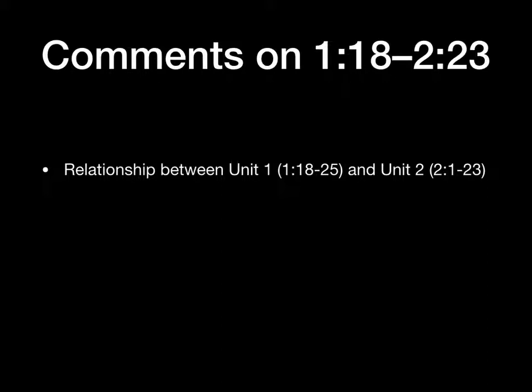The pivot actually is in 1:18-25 itself, as well as the climax that comes off of that pivot, which is the naming of Jesus. I think a better way to think about the relationship between these two units would be a couple of things. I think Unit 1 is essentially introductory. It lays out the events, which is Jesus' birth, which is the setup for what happens next.